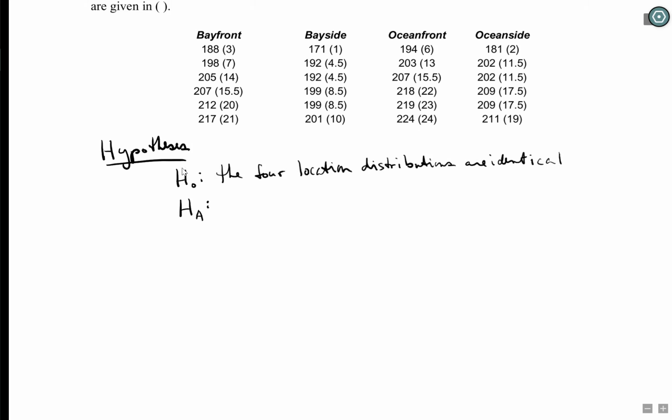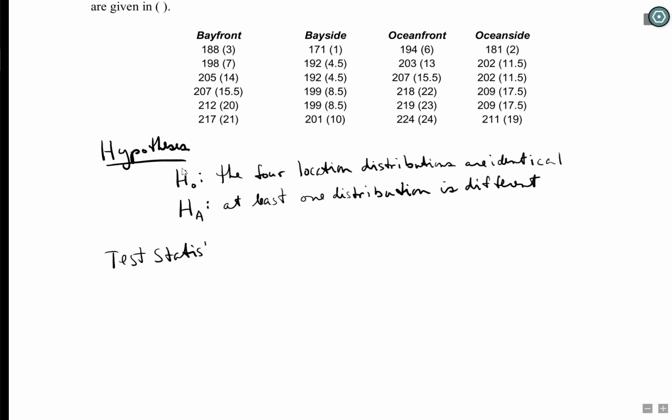And the alternative would be that at least one distribution is different than the others. It doesn't specify which one, it just says that at least one. Okay, so here's our hypotheses. The test statistic is that H test statistic that's above. And so I'm going to go through with the H test statistic here.